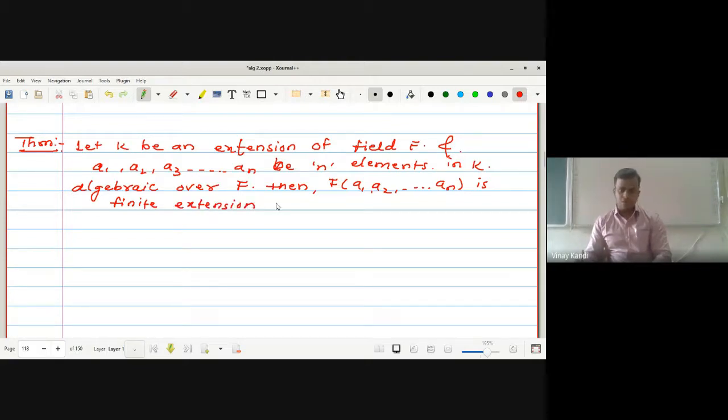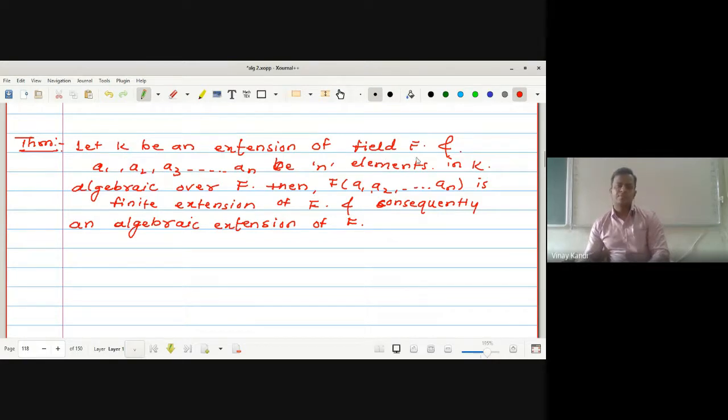Okay, this finite extension is what we have to prove, and consequently we have to show that it is an algebraic extension of the field F. What does the theorem say? Let K be an extension of the field F, and A1, A2, A3 up to AN be the N elements belonging to K which are algebraic over F. Then F of A1, A2, An is a finite extension of F, and every finite extension is an algebraic extension.